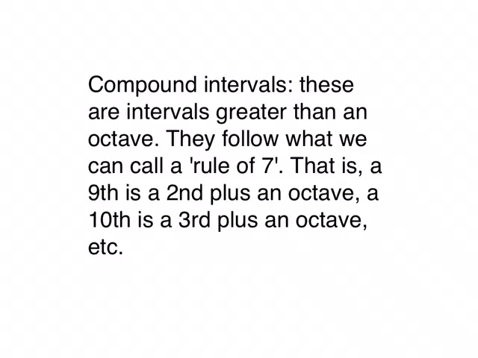For compound intervals, these are intervals greater than an octave. They follow what we can call a rule of 7. That is, a ninth is really just a second plus an octave, a tenth is a third plus an octave, an 11th is a fourth plus an octave, etc. So it's a rule of 7 because the compound interval 9 is 7 more than the simple interval of the second.